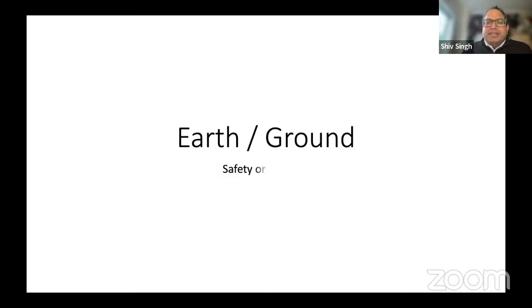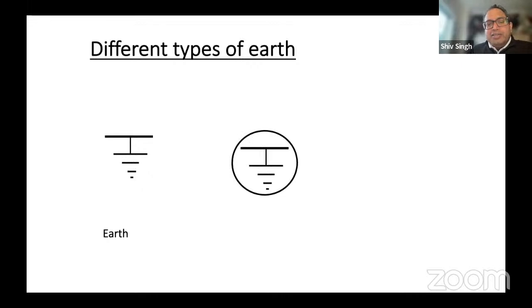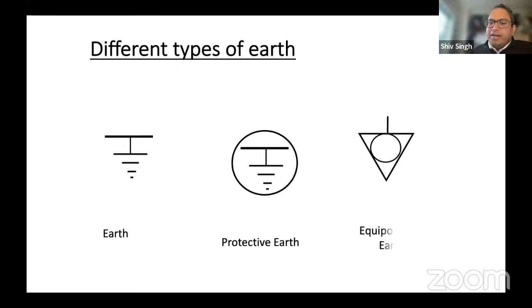So we did say that earth and ground is a safety feature or a hazard feature. So there are different types of earth. I'm not talking about the universe, but the symbols associated with earth. You have a symbol like this, which is just normal earth. Then you have an earth symbol surrounded by a circle, enclosed within a circle. This is called a protective earth. And then you have just a circle within an inverted triangle, and this is called an equipotential earth. So you need to know these three symbols, and you will see them at different places.